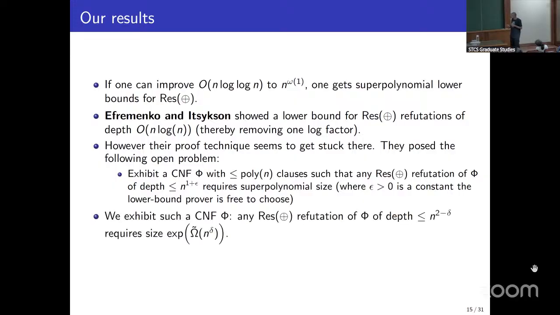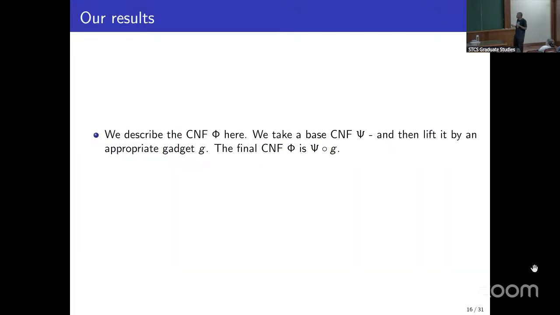And in this work, we exhibit such a lower bound. We construct a CNF such that every ResLin refutation of depth at most n to the power 2 minus delta requires size exponential in omega tilde of n to the power delta. So in particular, we get lower bounds for depth n to the 1.999999, which is more than 1. And in the next few slides, I'll describe this CNF, and then if time permits, I will provide a proof sketch.